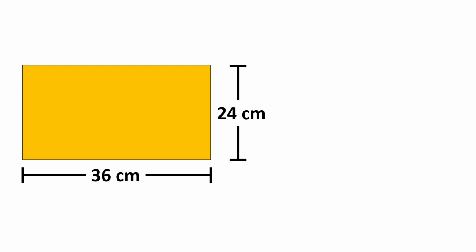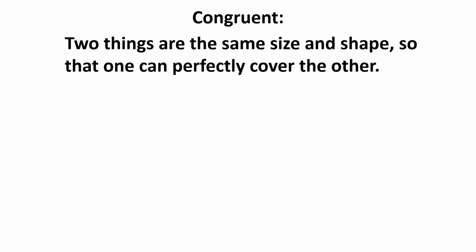Next, we need to cut this into 2 congruent triangles. We'll do that by making a line between 2 corners that are diagonal to each other. As a reminder, the word congruent means that 2 things are the same size and shape, so that one will perfectly fit over the other.